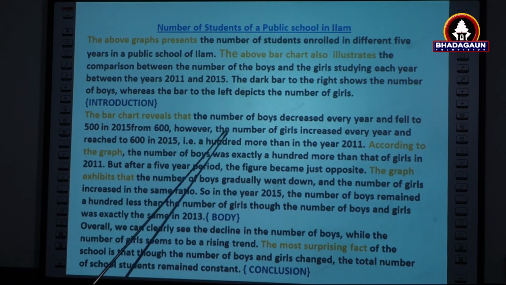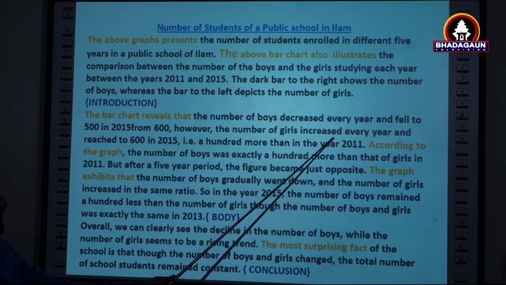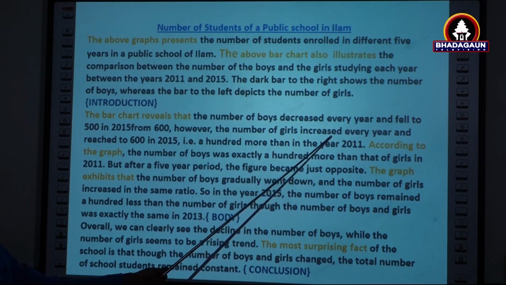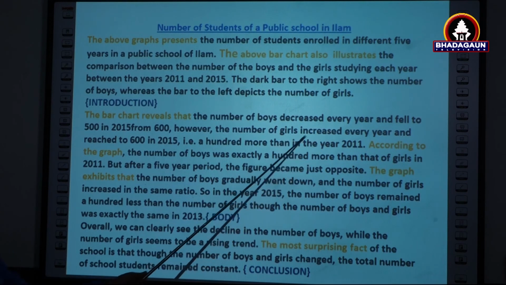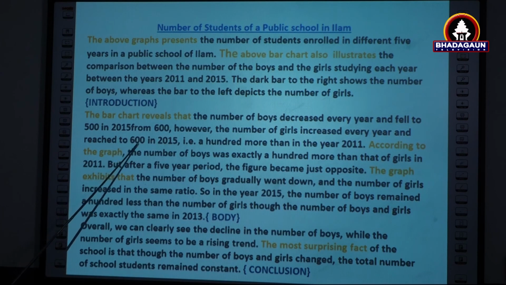We can see the number of girls increased every year, but the surprising fact is the number of boys is decreasing, and the girls' number is increasing every year and reached 600 in 2015. In 2011 it was 500, 100 fewer than in 2015.